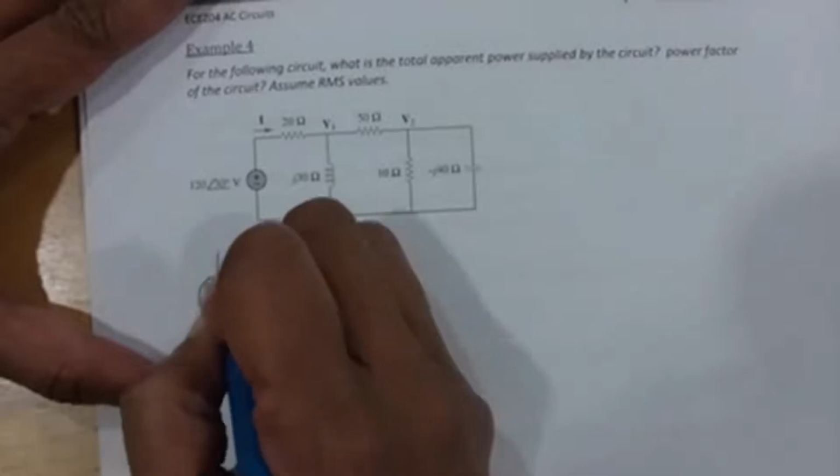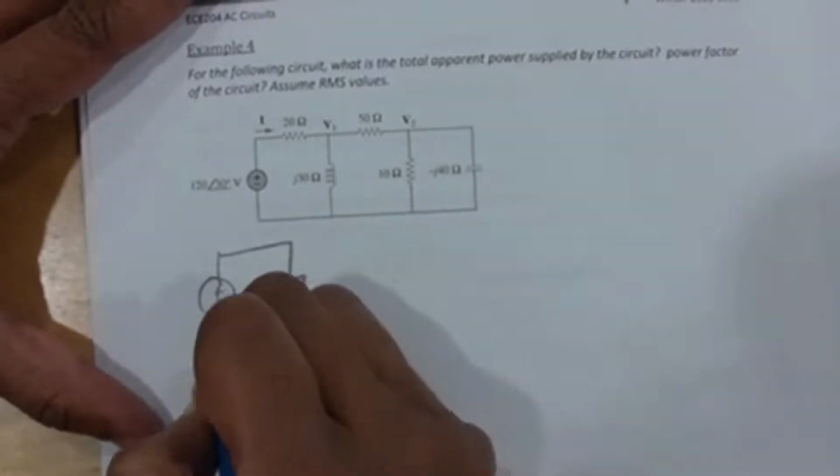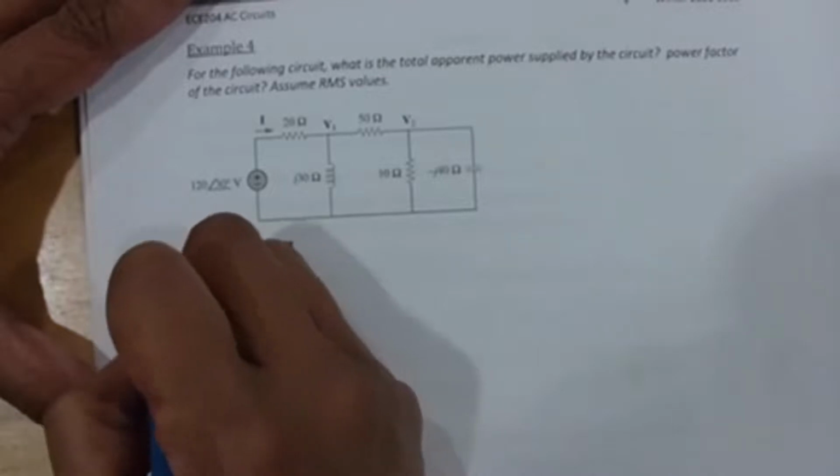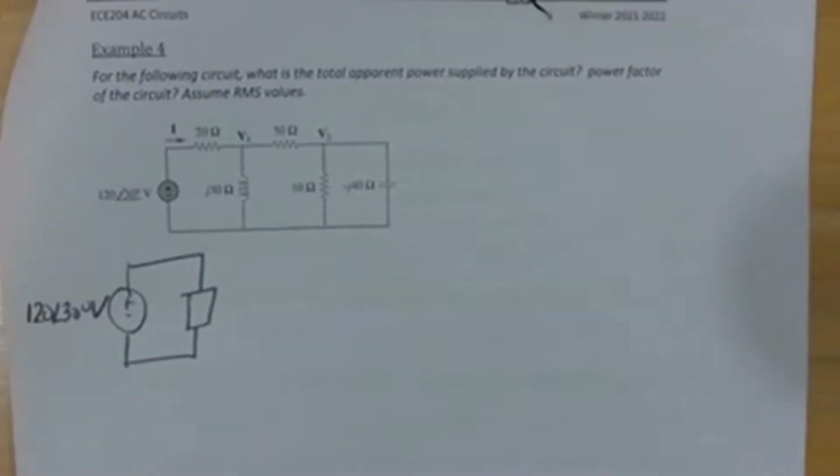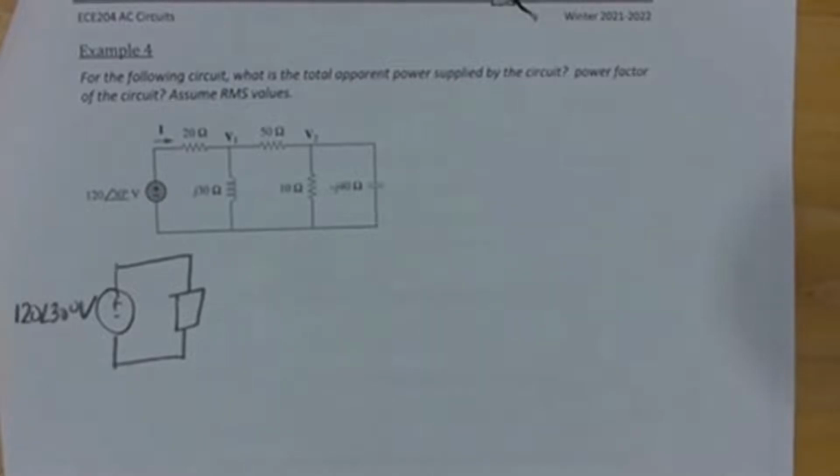On page 5, example 4, it says for the following circuit, I want to know the total apparent power supplied by the circuit and the power factor of the circuit. We're assuming RMS values. So I could go through and find the values for all those elements, but since I'm looking at the total power supplied, it would be easier just to simplify the circuit. So I want you to simplify the circuit down to one voltage source and one impedance. Please do that now. Check your answer with your neighbors.